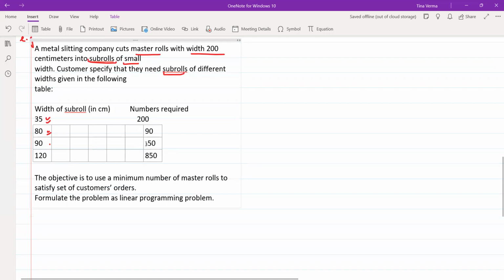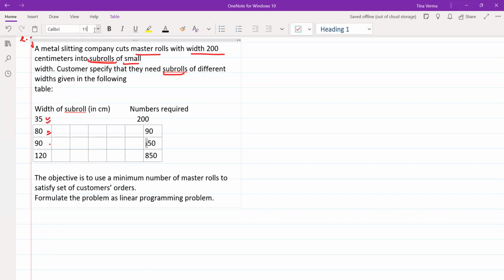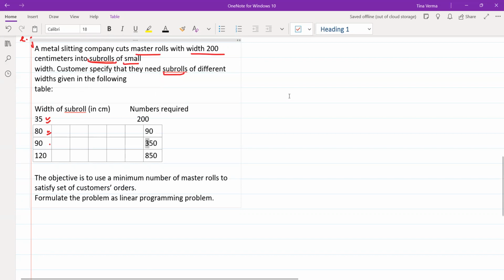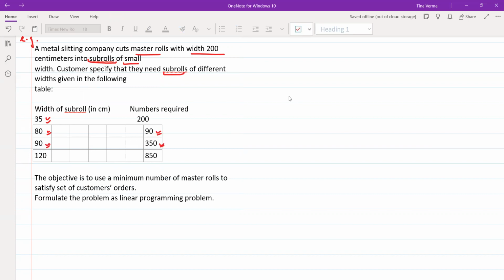और उसकी आपको रिक्वायरमेंट नंबर रिक्वायर्ड, that it is required. For the 35 centimeter, it requires 200 rolls. 80 सेंटीमीटर के कितने रोल्स चाहिए, 90 सेंटीमीटर के कितने रोल्स चाहिए, 350, and for 120 it needs 850 rolls. The objective is to use minimum number of master rolls to satisfy customer orders, right?